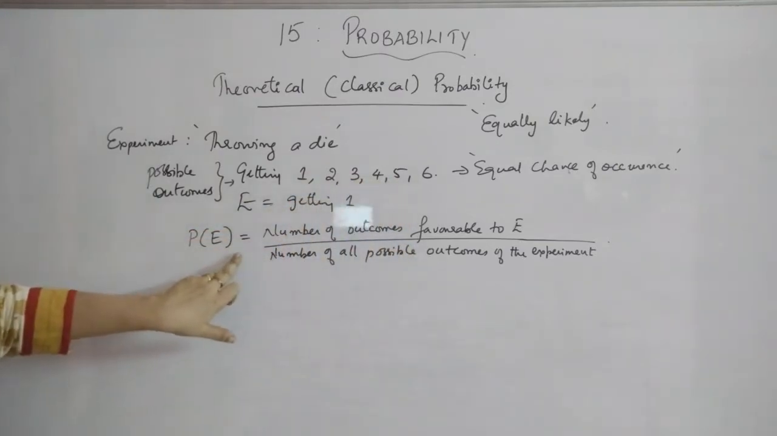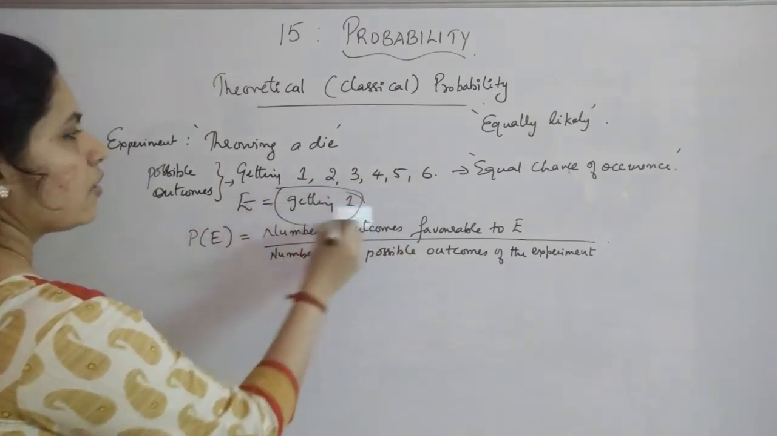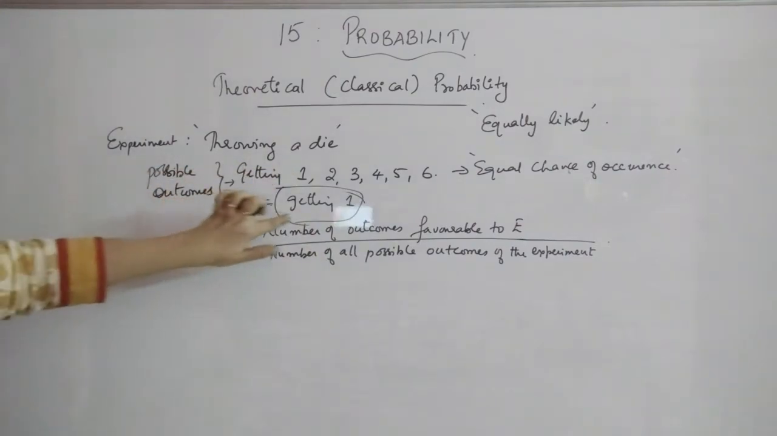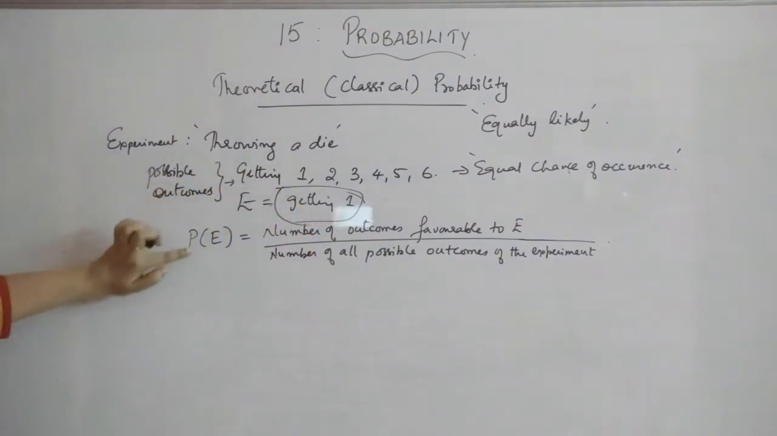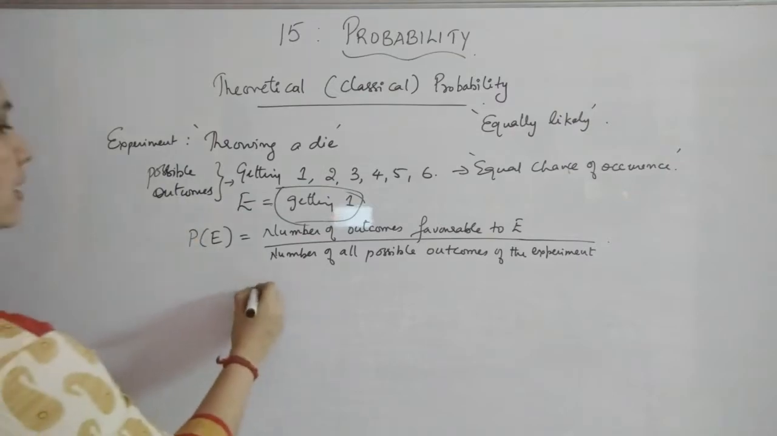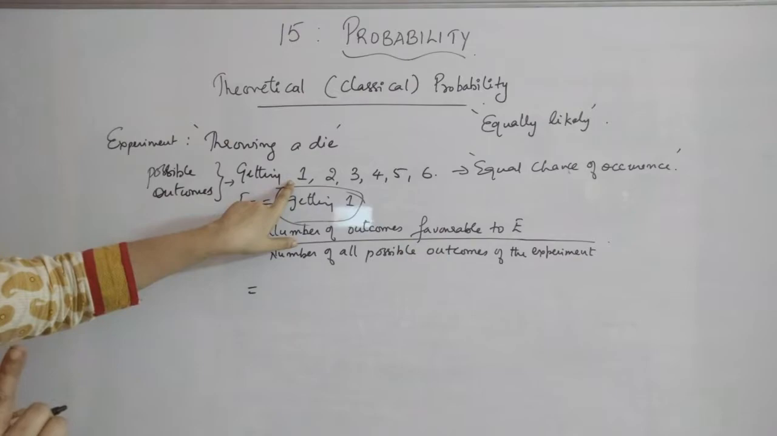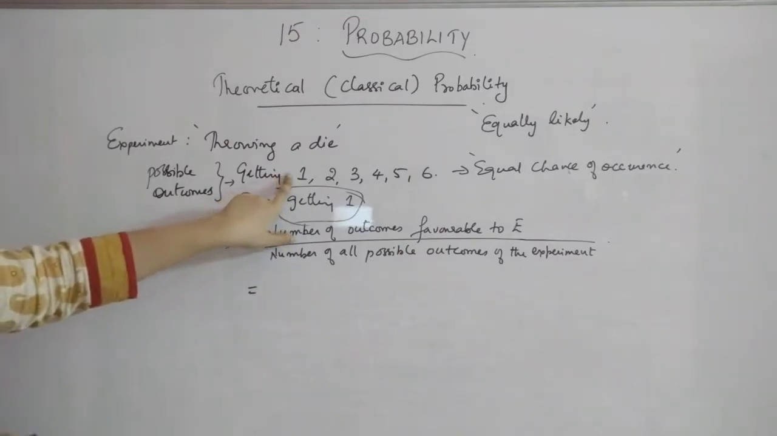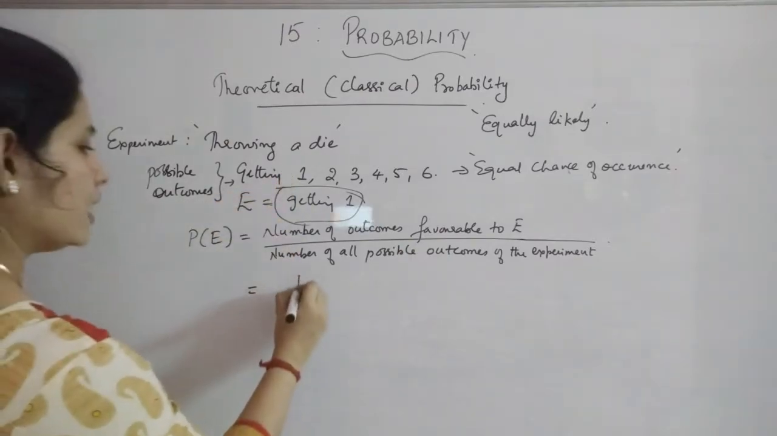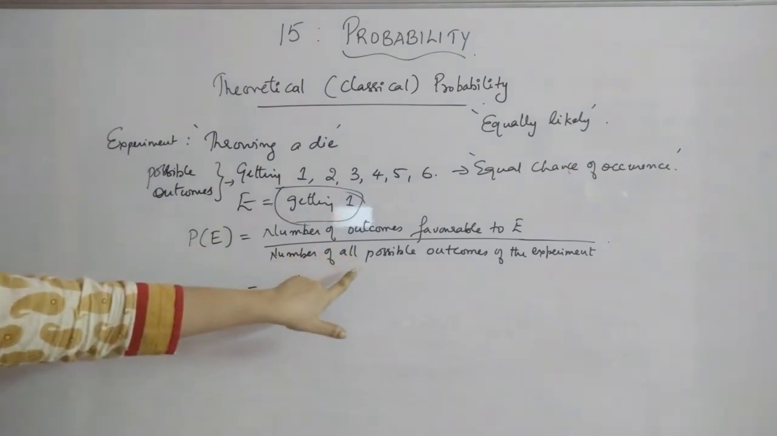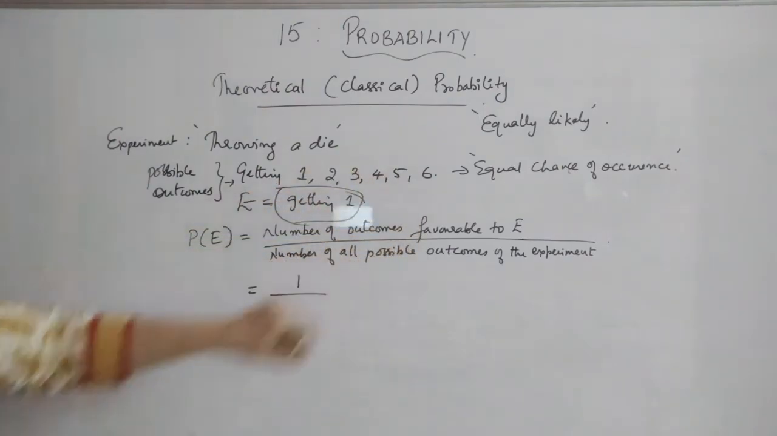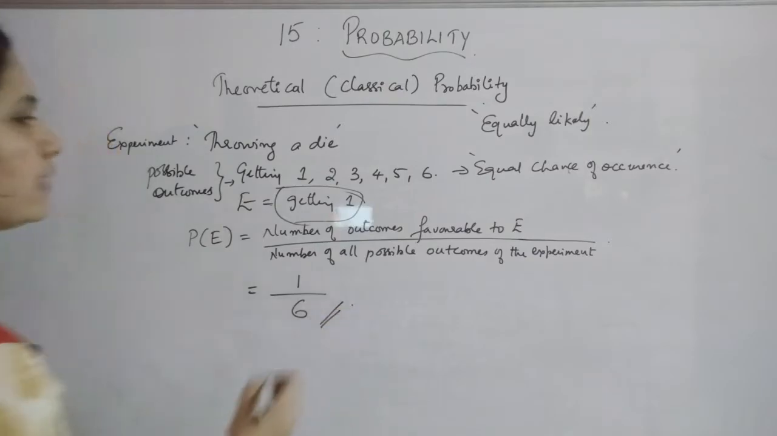That means when you have an experiment of throwing a die and getting a 1 is the event taken, then P of E will be number of outcomes favorable to the event, means you have only one outcome there, that is getting a 1 is the only outcome, that will be 1. And number of all possible outcomes is how many you have, total 6. So this is the probability of getting a 1.